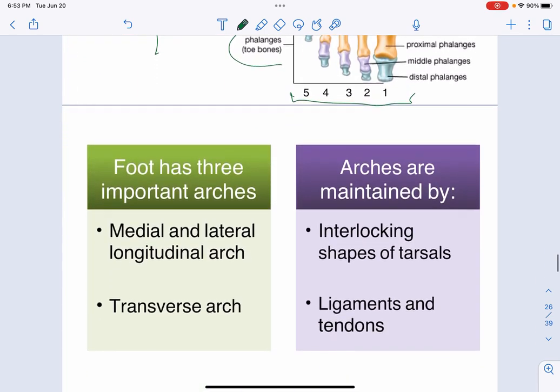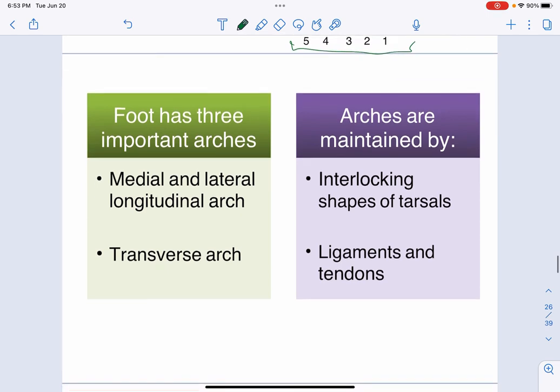All right, we have 3 distinct arches in our feet that are formed. I'm going to show you which bones make up which arches, okay? So there are 3 of them. We have a medial and lateral longitudinal arch, and we have a transverse arch. And I'll show you pictures of those. It's important to note which bones belong to which arches.